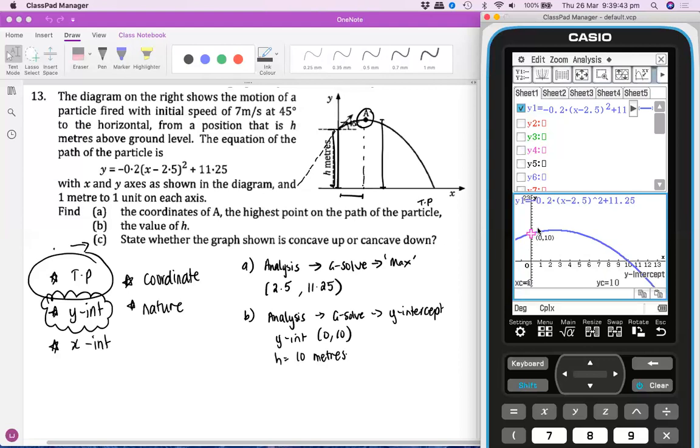Now let's do part C. We can see here: state whether the graph shown is concave up or concave down. Because it's a maximum graph and there's a high point, it's telling us that it is concave down. So the answer here is concave down.